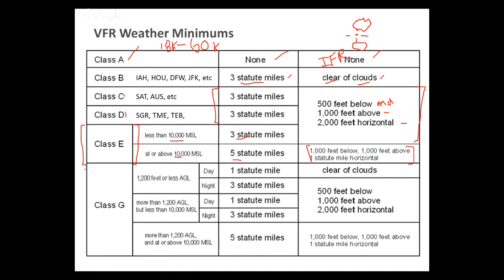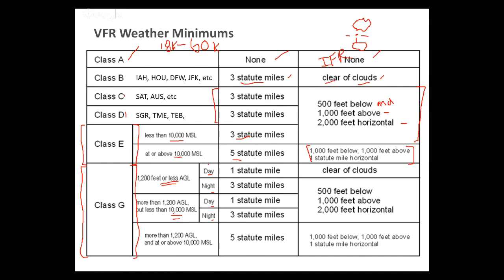And then you've got Class Golf. You guys remember what Class Golf is? Yeah, it's your uncontrolled airports, uncontrolled airspace all the way around. This is where it starts getting stupid confusing. You've got AGL differences. You've got altitude differences. You've got day and night differences. This will drive you nuts.